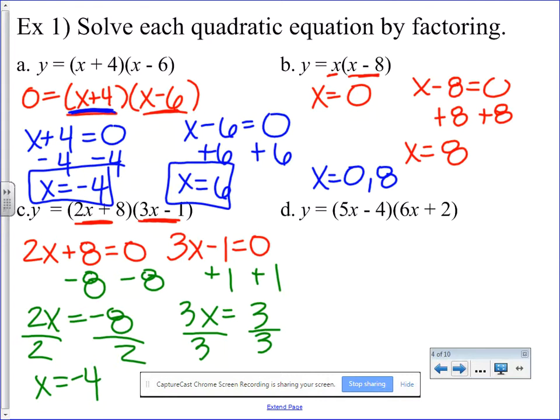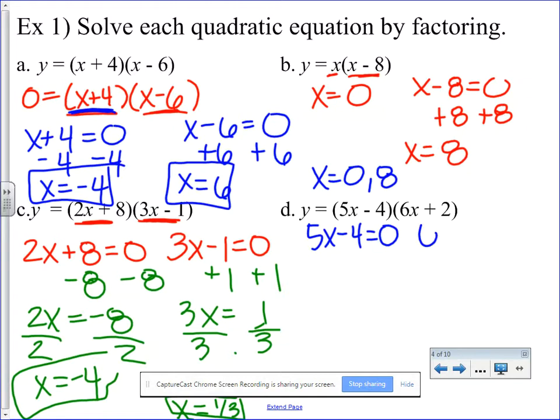And you can't discriminate against fractions and decimals, they are numbers too. So I also get 1/3. So I have an answer of -4 and 1/3. Both acceptable answers. Same process over here.